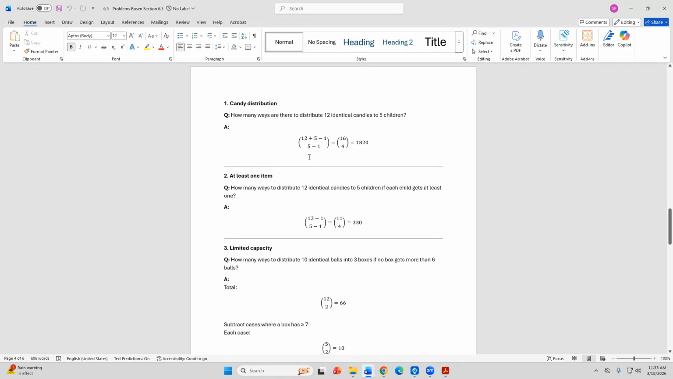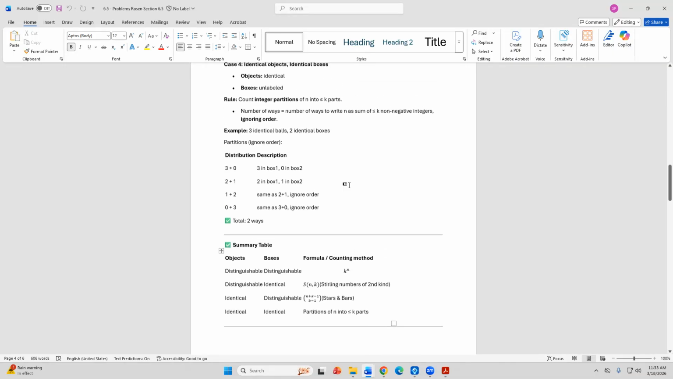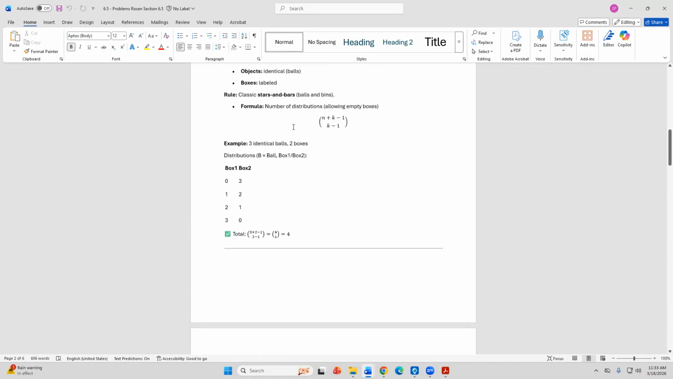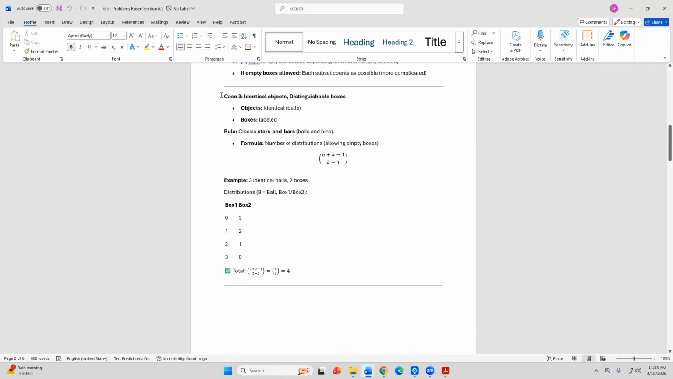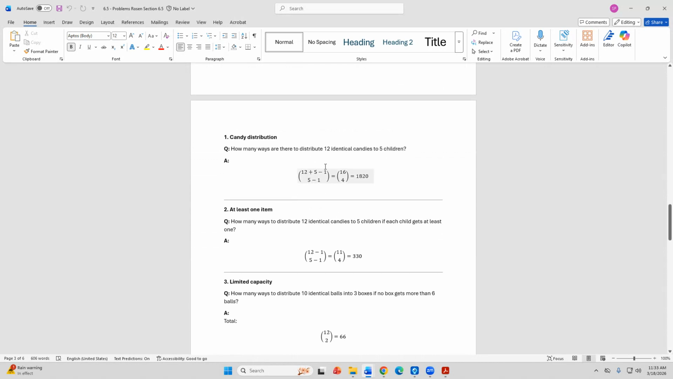So safe. So we use, of course, this formula that we devised here in this case right here. Identical and distinguishable. Identical candles into distinguishable children. Obviously, you use that. At least one of them. How many ways are there to distribute 12 identical candles to 5 children if each child gets at least one?